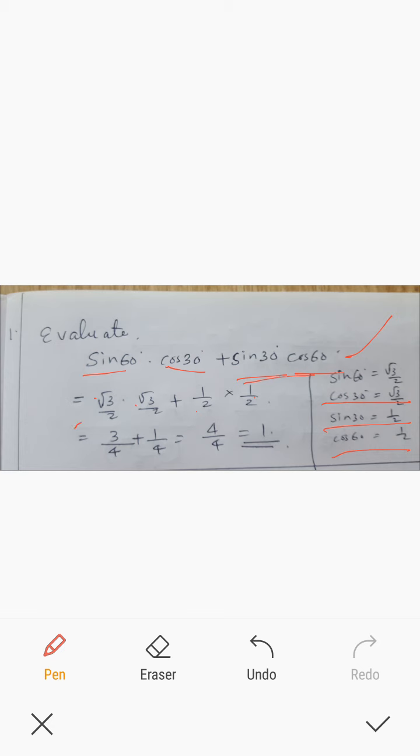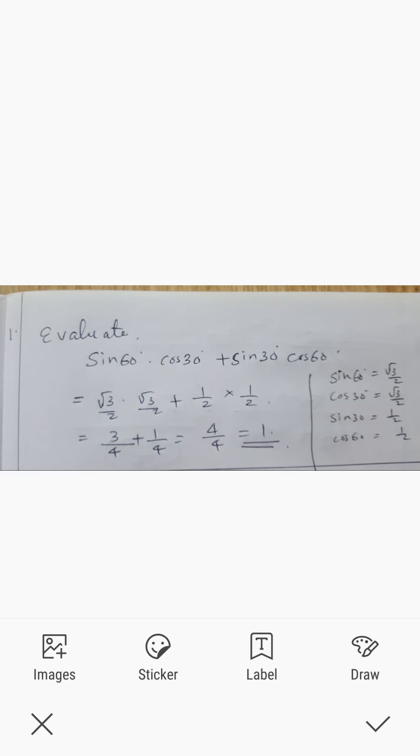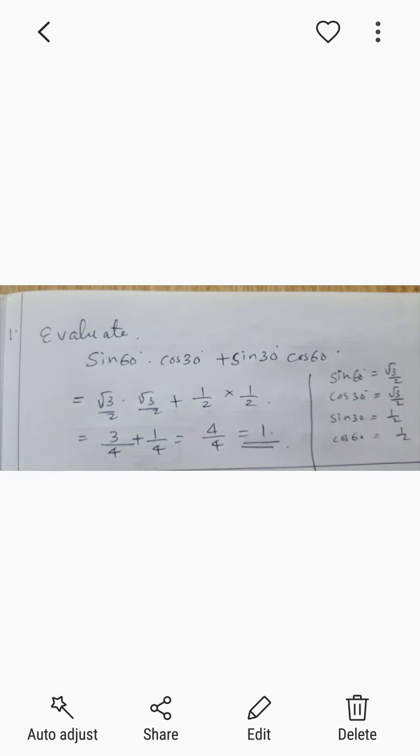So you got root 3 by 2 into root 3 by 2 plus 1 by 2 into 1 by 2. Root 3 by 2 into root 3 by 2 is 3 by 4. 1 by 2 into 1 by 2 is 1 by 4. 3 by 4 plus 1 by 4 is 4 by 4. That way we have to do the problems.